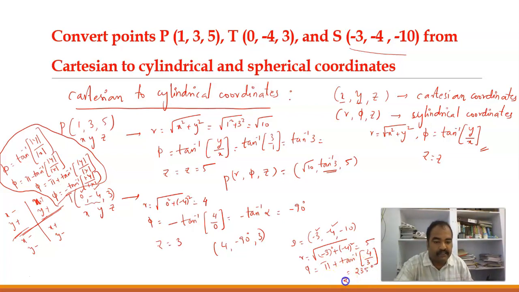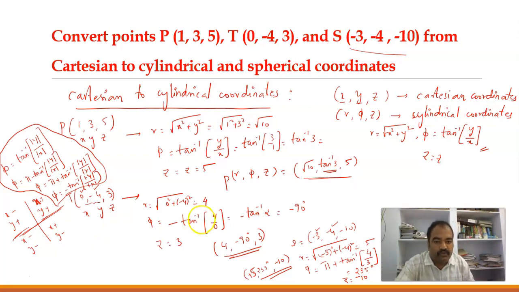Okay, and z is equal to minus 10. So the coordinates are plus 5, 235 degrees, and minus 10. This is the representation of the coordinate system in cylindrical coordinates.